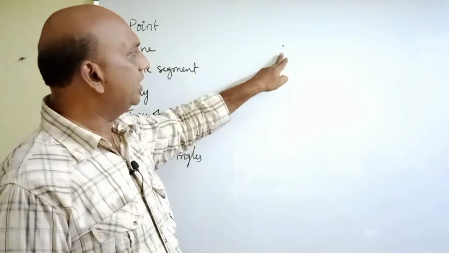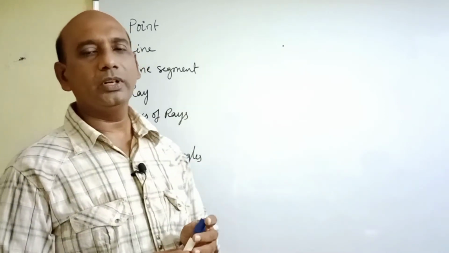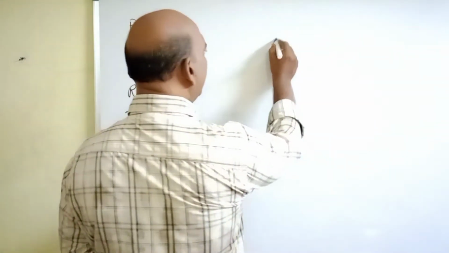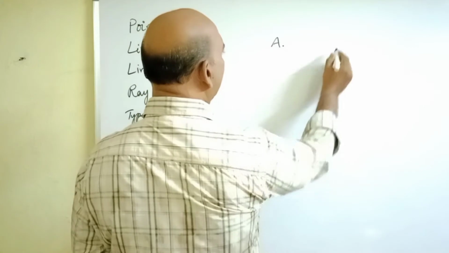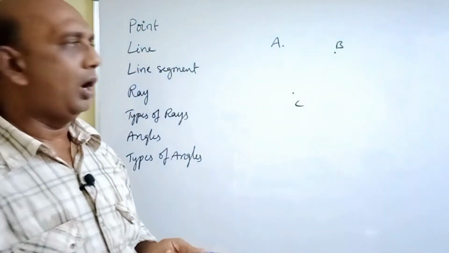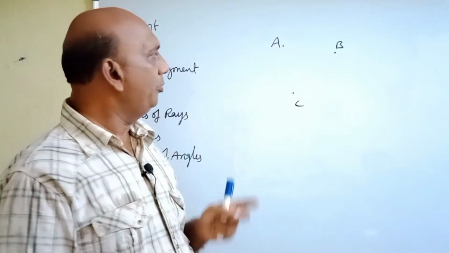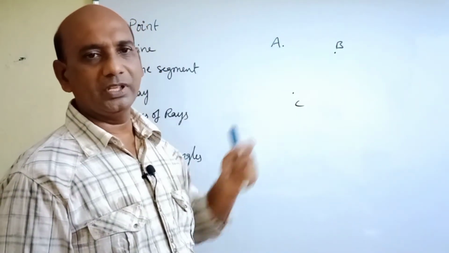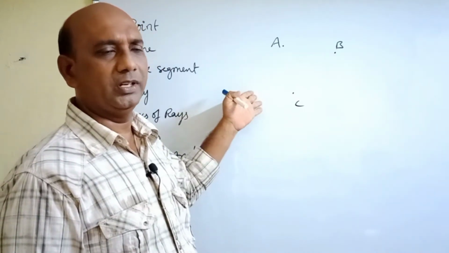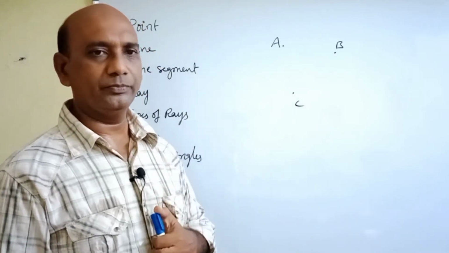So how many points can we plot on a plane surface? Generally, these points are denoted with capital letters, capital alphabets. Let this point be A, and let us take another point, let it be B, and let it be C, like that. So all the points are denoted with capital alphabets. How many points can we plot on a plane surface? Infinite number of points. Uncountable points we can plot on a plane surface.